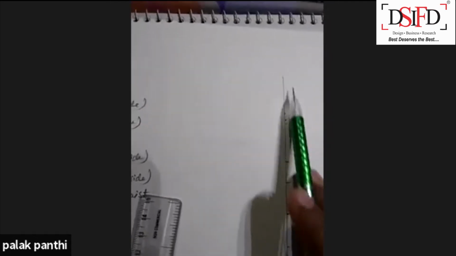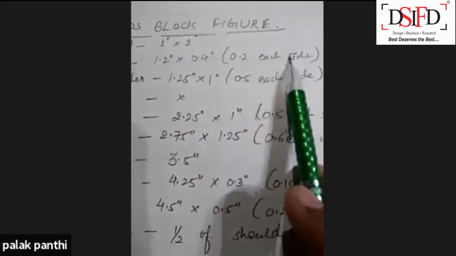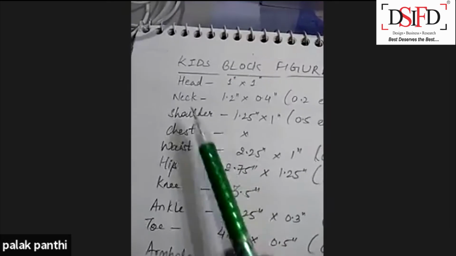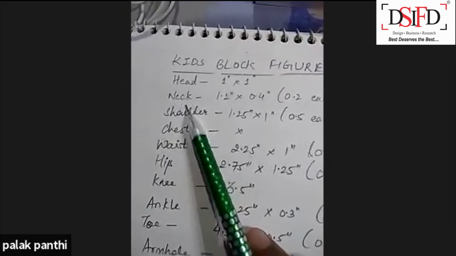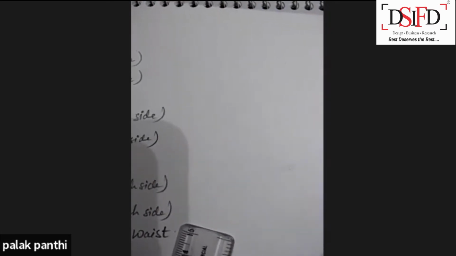Now we mark the horizontal measurements. So now what I did is like 0.4, 0.2 each side. So what does this mean? What I have written is, I have to make neck which is 0.4 inches broad. Now 0.4 I have to divide on both the sides equally, because obviously then only the figure will look uniform and like a human body, because we have symmetry on both the sides.